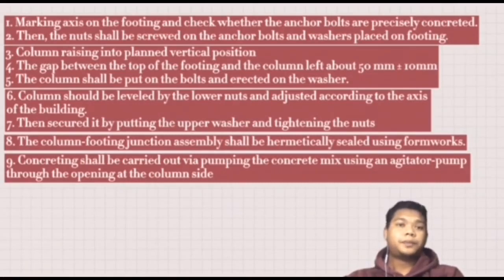The column should be put on the bolt and erected on the washer. The column should be leveled by the lower nut and adjusted according to the axis of the building. Then secure it by putting on the upper washer and tightening the nuts. The column footing junction assembly should be hermetically sealed using formwork. Concreting should be carried out by pumping the concrete mix using an aggregate pump through the opening at the column side.